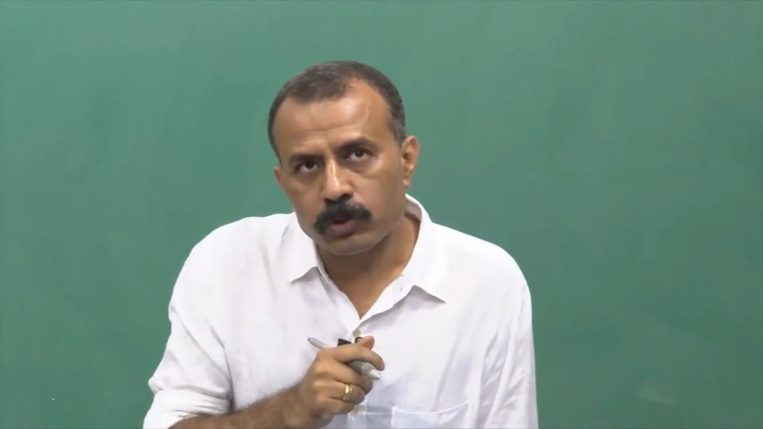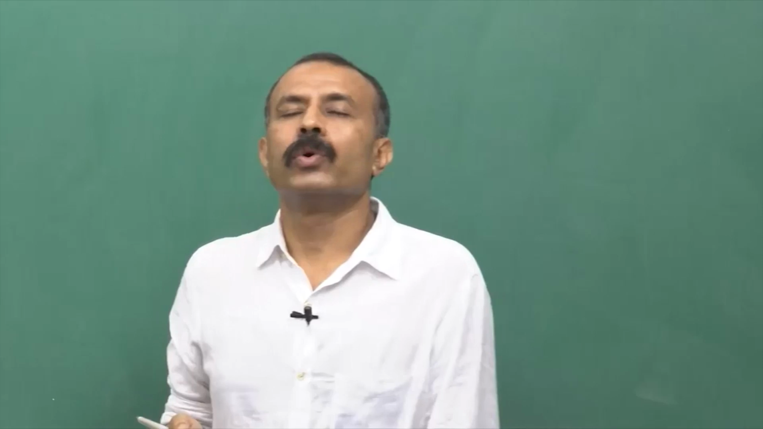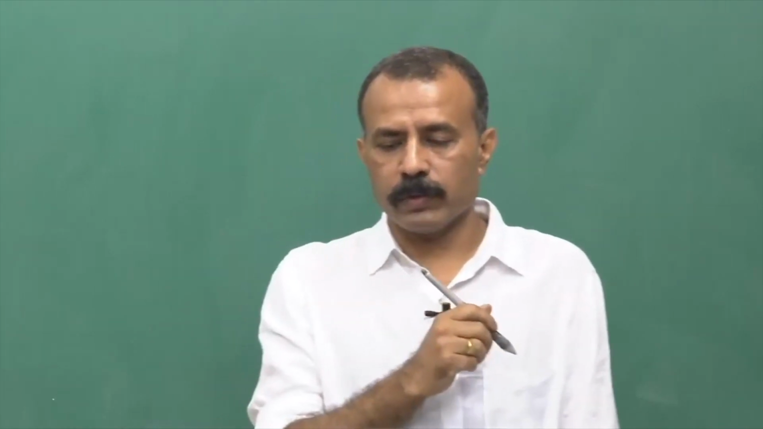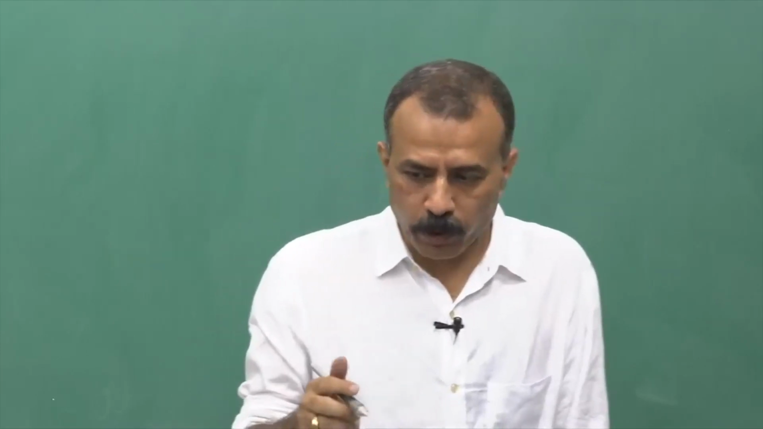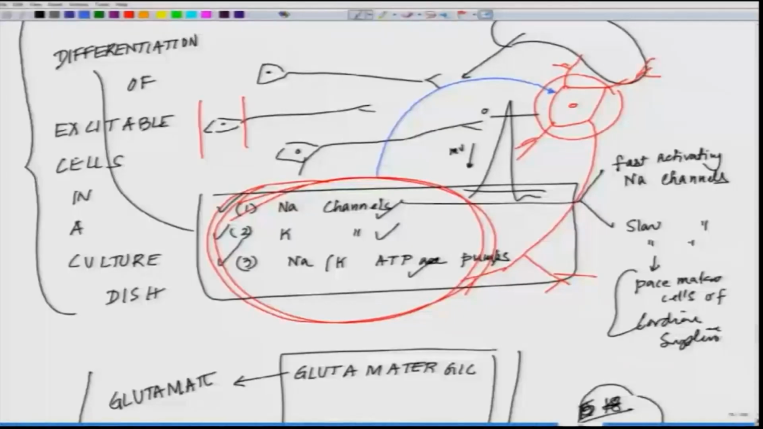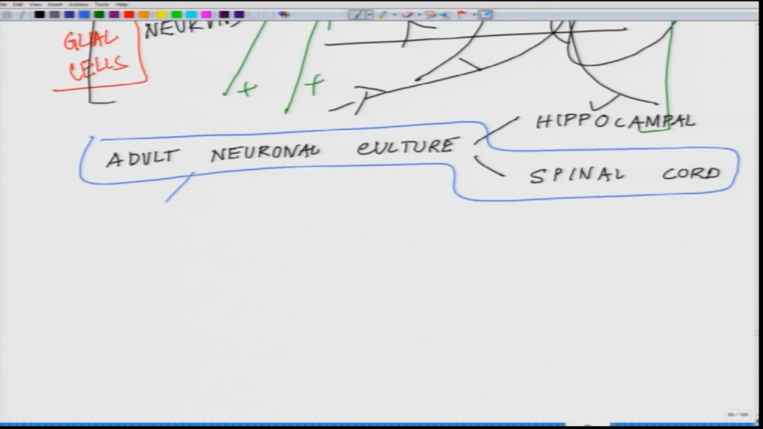Now, in order to do so, you have to create a milieu where you can achieve this. And this is not a trivial problem. This is a problem which bogged me, at least, in one of the in vitro systems we were developing, where we wanted to have an adult spinal cord culture which is electrically active.